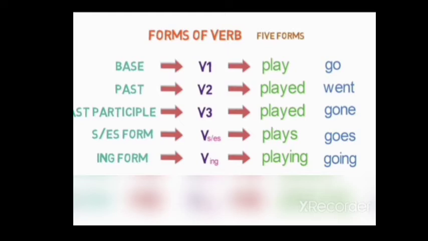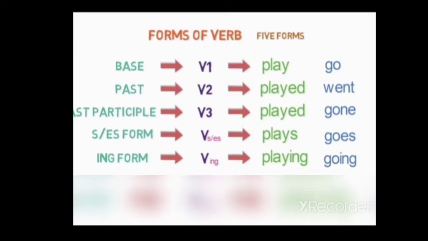Now, let's look into an example of verb. Play. The base form of play is play. In the past form, it is played. In past participle form, it is played. And in S or ES form, it is plays. And in ING form, it is playing.